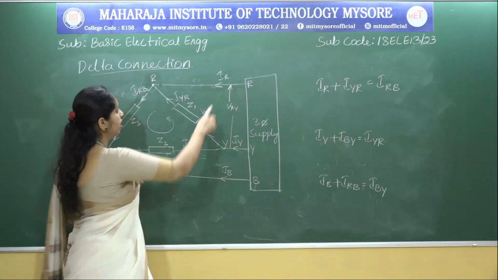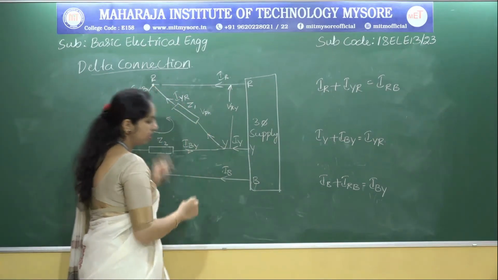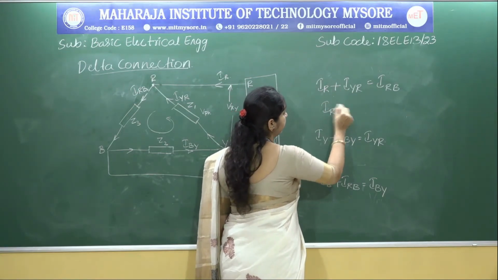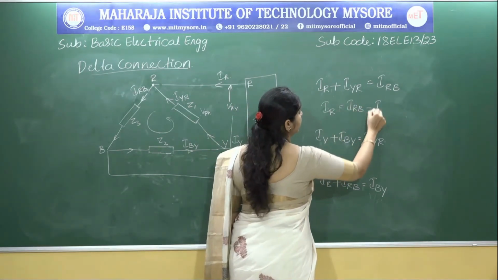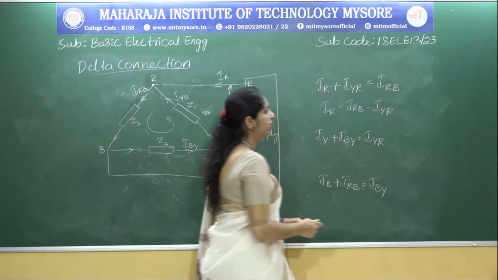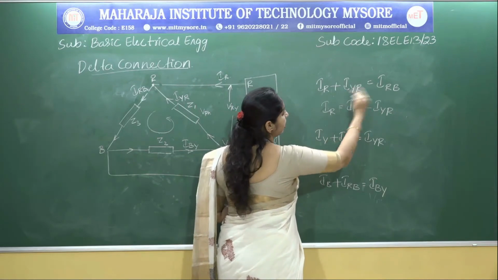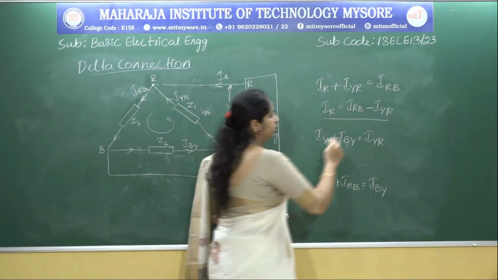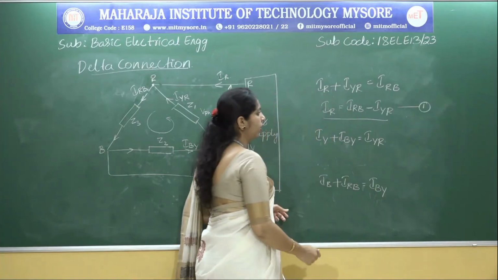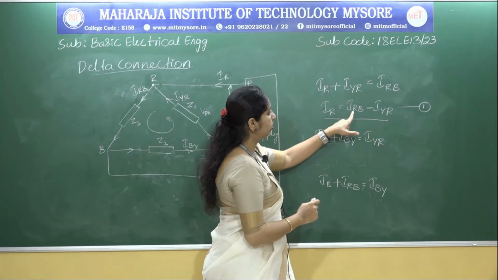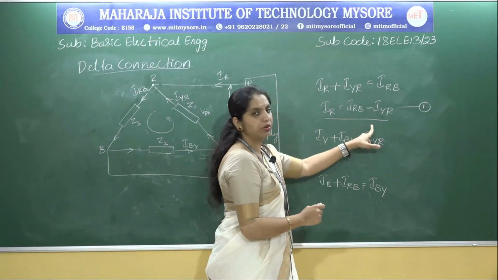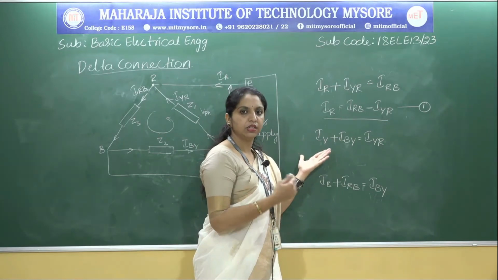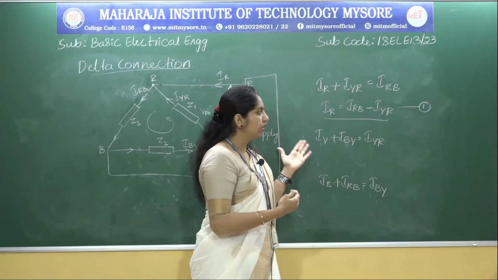So consider the first equation: IR and IYR are both entering the junction and IRB is leaving the junction. Now in the next step, because I want only the line current on the left hand side, I can write IR is equal to IRB minus IYR. That means I have just shifted IYR to the other side, so I get minus. Similarly, we can have similar equations, but let us stick to only one equation to draw the phasor diagram. Let us call this equation 1: IR is equal to IRB minus IYR. Based on this equation, I am going to draw a phasor diagram to find the relationship between the line current and the phase current in delta connection.